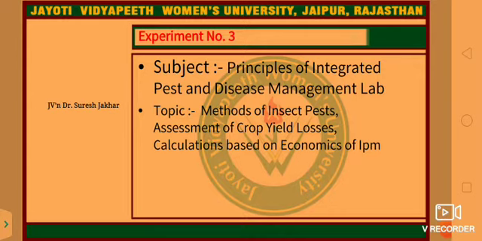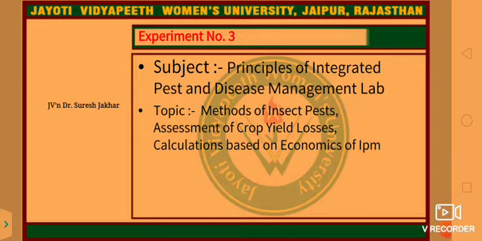Today I will discuss methods of insect pest assessment, crop yield losses and calculation based on the economics of IPM. First is population assessment. Using fixed plot survey and roving survey, population assessment is done either by visual observation or sampling. There are two types: fixed plot survey.